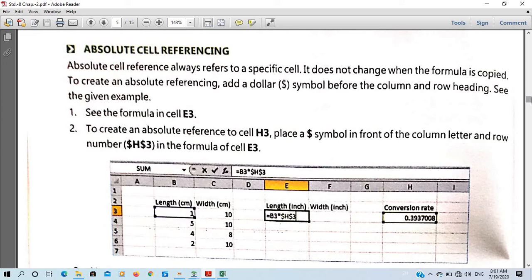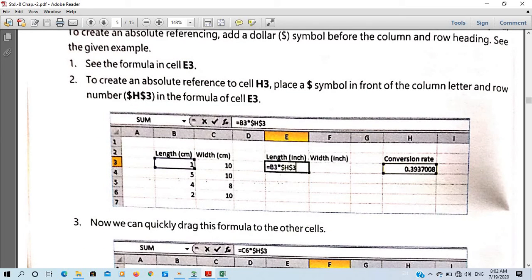Absolute cell referencing is a type of cell referencing in which copying, meaning automatic update of the cell address, is not allowed, and for that we use the $ sign. You can write the definition from here: absolute cell referencing always refers to a specific cell. It doesn't change when the formula is copied. To create an absolute reference, we add the $ symbol before the column or row heading.